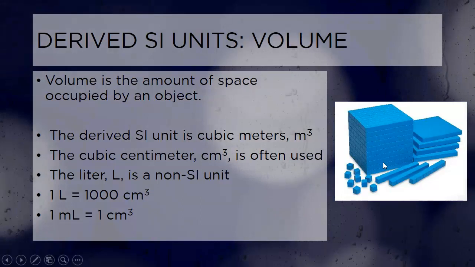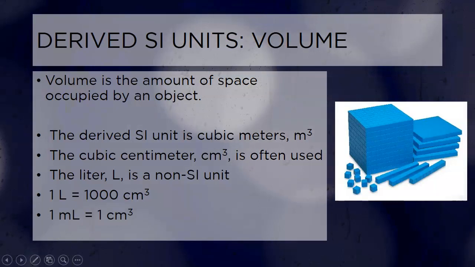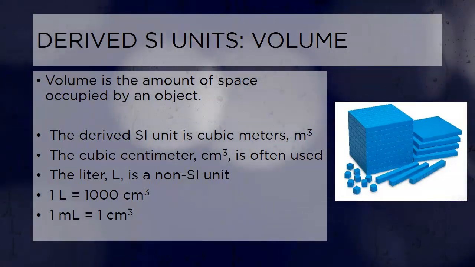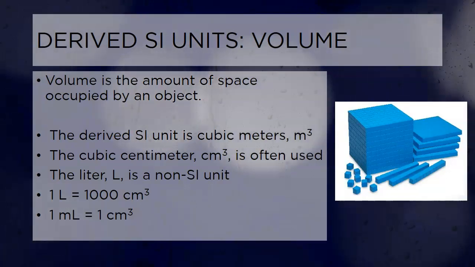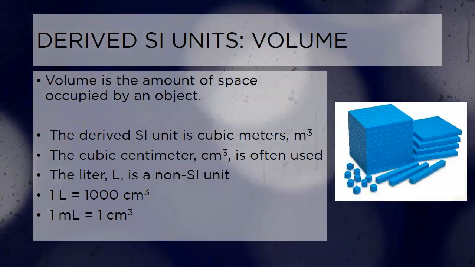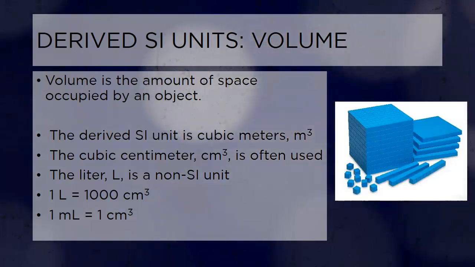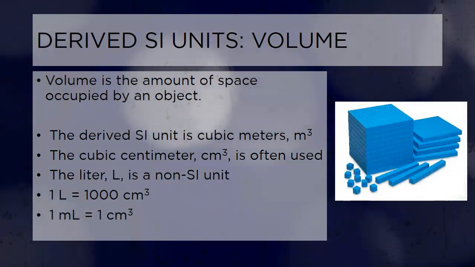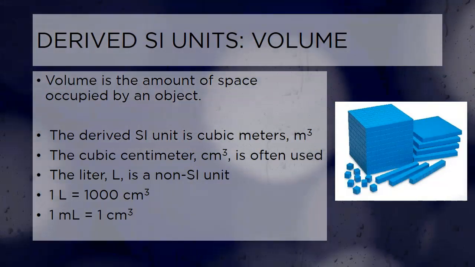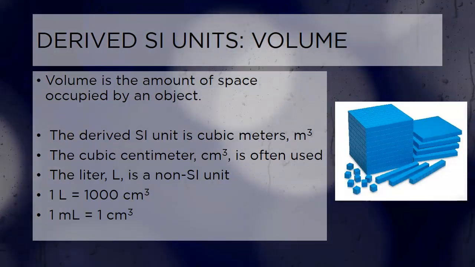But let's specifically focus on volume. The SI unit for volume would be cubic meters. But a lot of times we also use cubic centimeters. In fact, more often I'd say than not in chemistry, we're going to be doing it with cubic centimeters. I don't know if you've ever had those sets when you were in math class, like the little blocks to help you count to 1,000. But those little blocks are about a centimeter in length. So a cube would be a cubic centimeter.